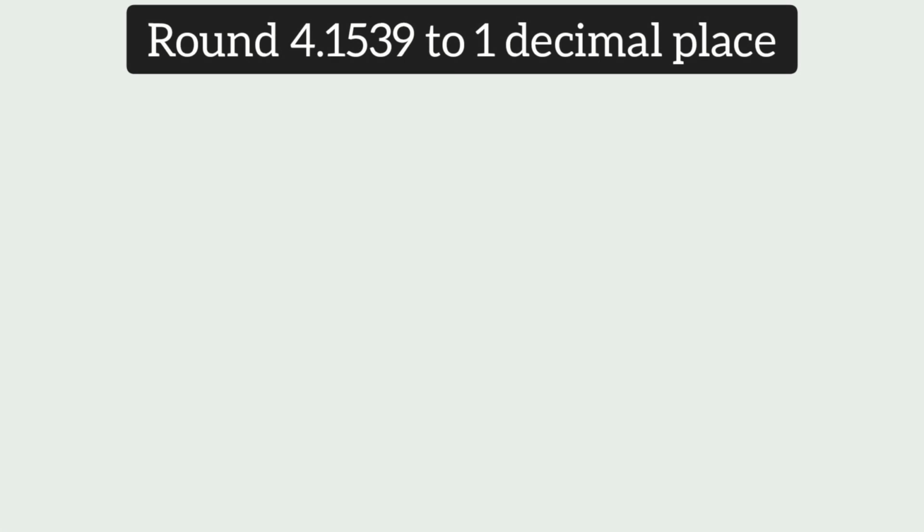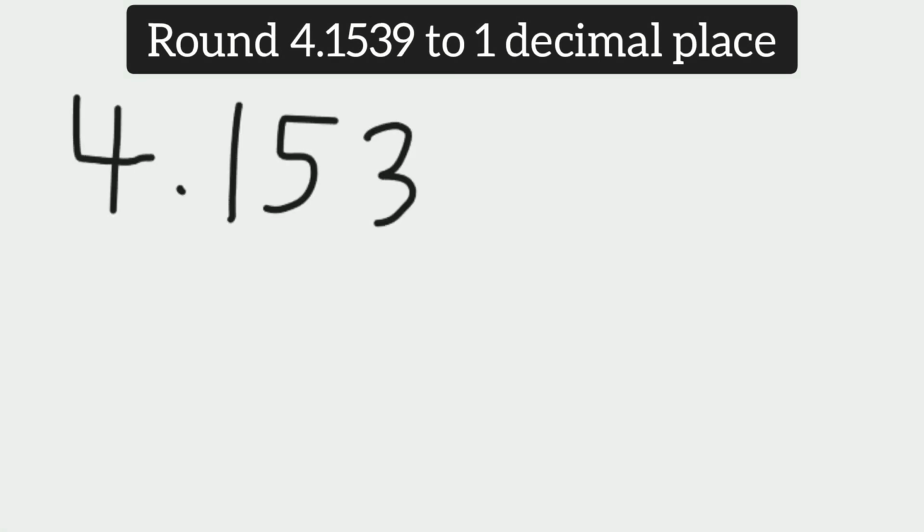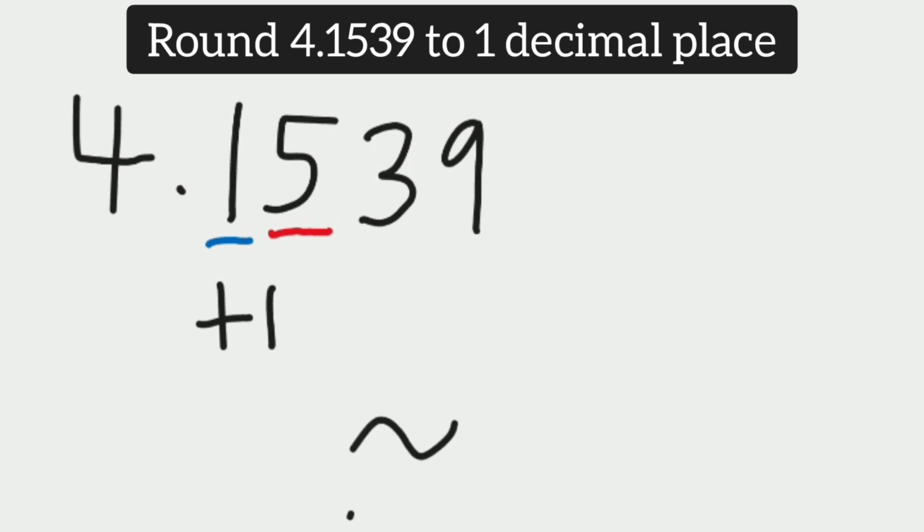And finally, if we want to round off 4.1539 to 1 decimal place, well, the first decimal place is 1, and the digit right next to it is 5. Therefore, since the second decimal place is 5, we add 1 to the first decimal place, and we get rid of everything else to the right of the first decimal place. Therefore, the answer is 4.2.